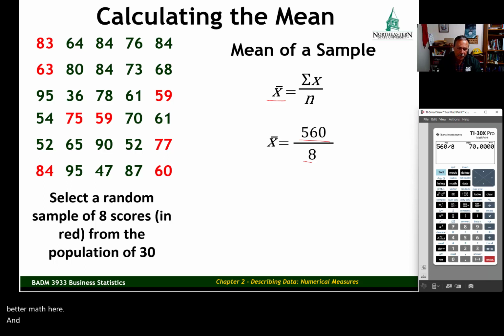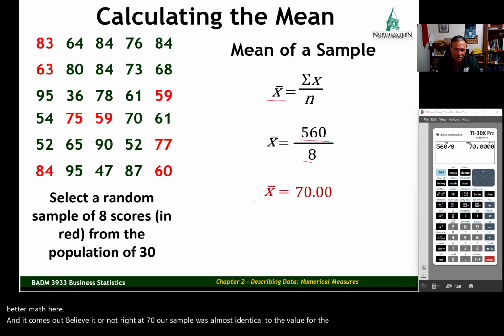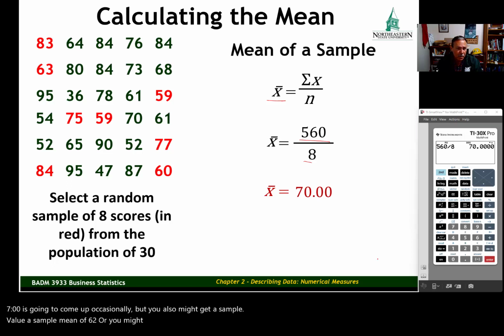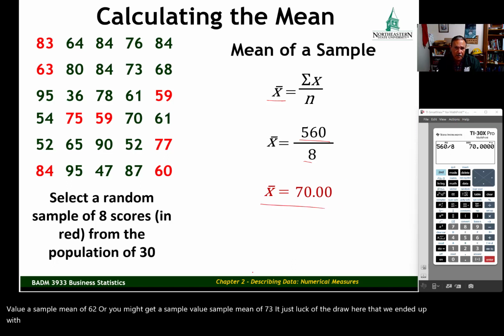And it comes out, believe it or not, right at 70. Our sample was almost identical to the value for the population, and you're not going to see that every time. If you take 10 or 15 different samples from this population of 30, 70, or around 70, is going to come up occasionally, but you also might get a sample mean of 62, or a sample mean of 73. It's just luck of the draw here that we ended up with a sample mean that was almost identical to our population mean.